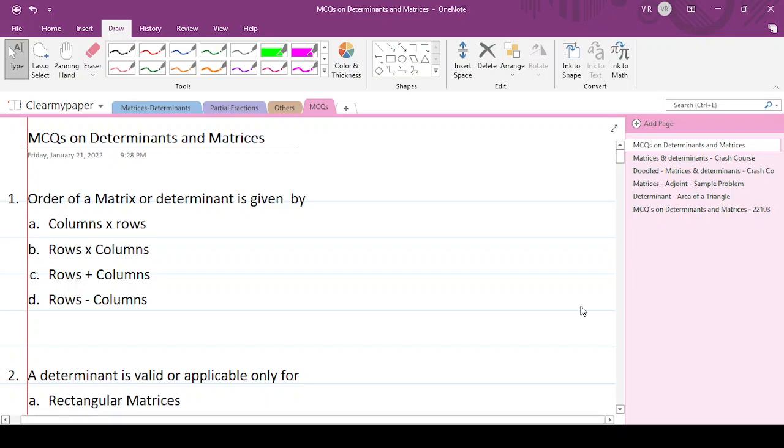Let's attempt some multiple choice questions from an exam standpoint on determinants and matrices. I think the examination is in the first week of Feb, so we have 1 week to prepare. So I've just shortlisted the top 23 questions, which comprise the whole syllabus on determinants and matrices for the Maharashtra State Board first year diploma. So let's give it a shot.